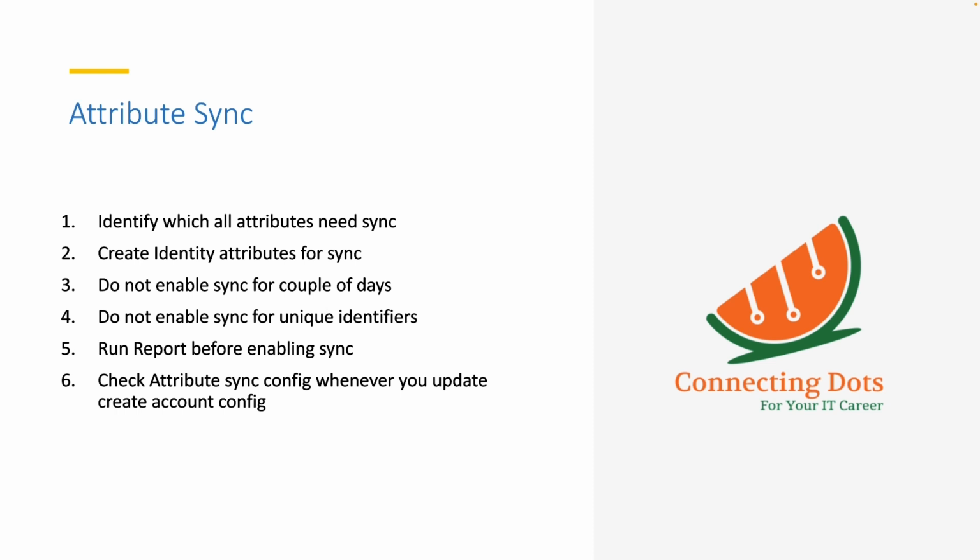Do not enable the attribute sync immediately once you have onboarded the application. Wait for a couple of days, pull the data, and compare it with what you have in the HR system. You can pull the reports from SailPoint or any other IGA tools. Check what the data is on the application side versus the data you got from the HR system, and see if there are any differences for the existing data.